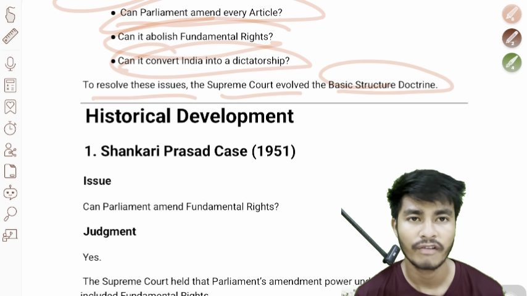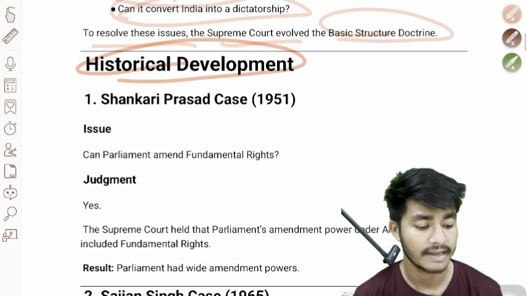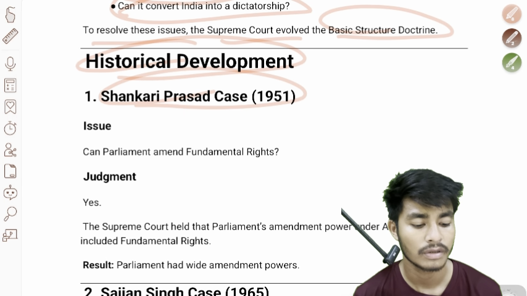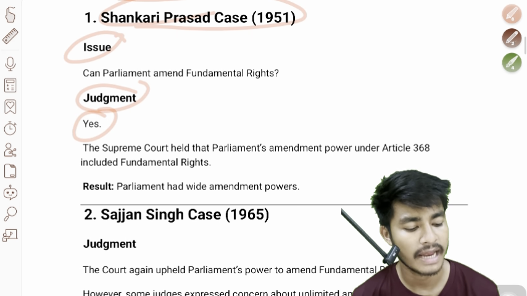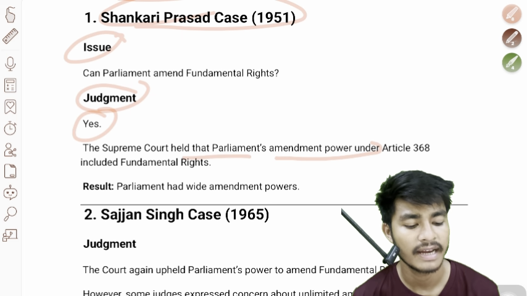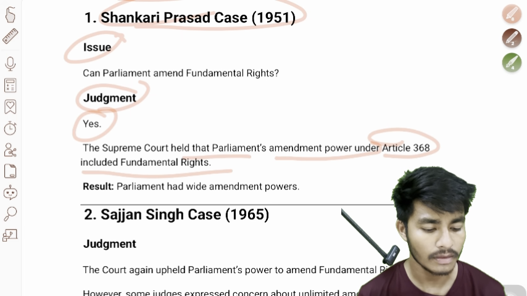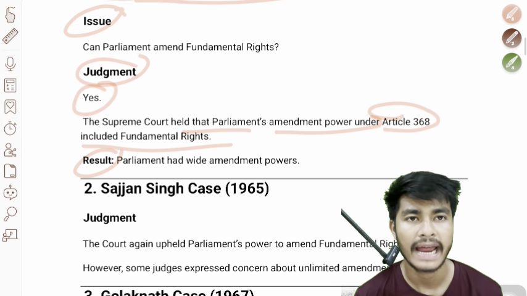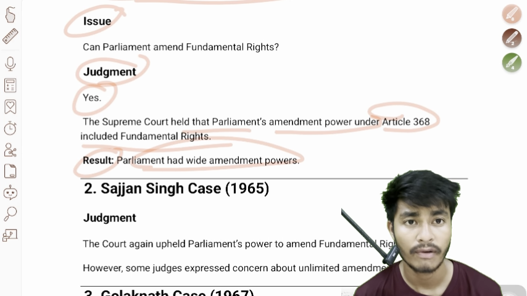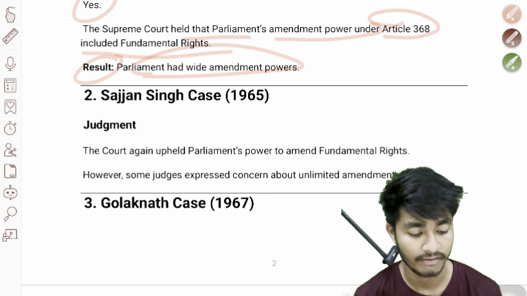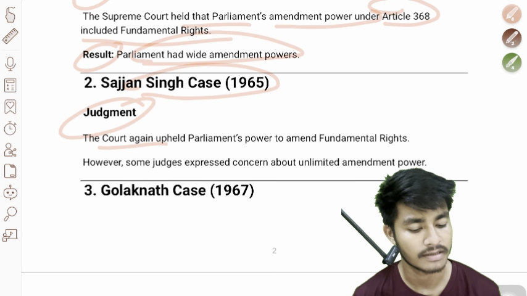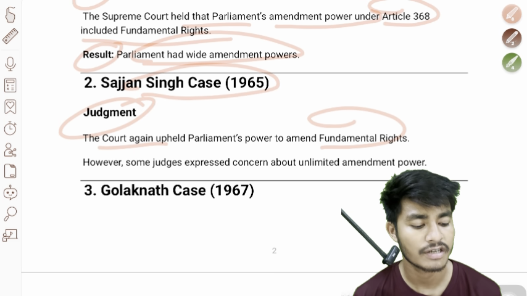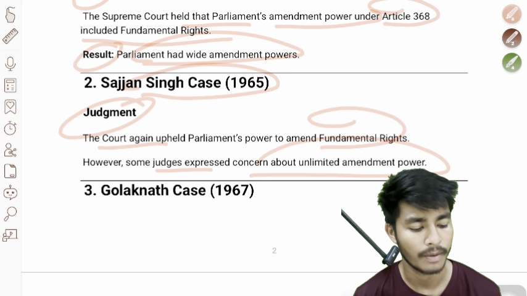So the historical development we'll discuss. First is the Sankari Prasad case, 1951. The issue: can parliament amend fundamental rights? Judgment: yes. The Supreme Court held that parliament's amendment power under Article 368 included fundamental rights. Result: parliament had wide amendment powers. The second one is the Sajjan Singh case, 1965. Judgment: the court again upheld parliament's power to amend fundamental rights. However, some judges expressed concern about unlimited amendment power.